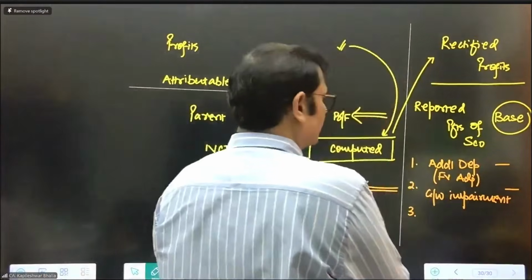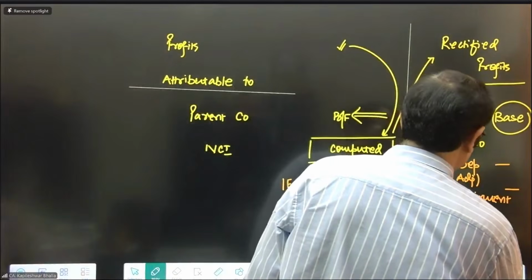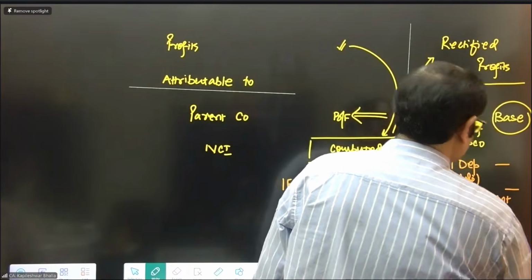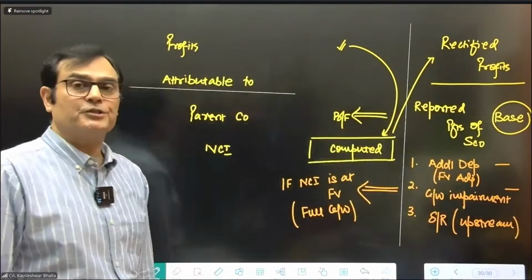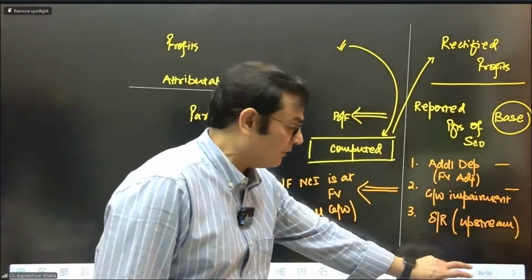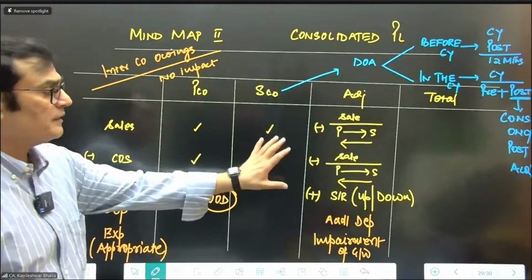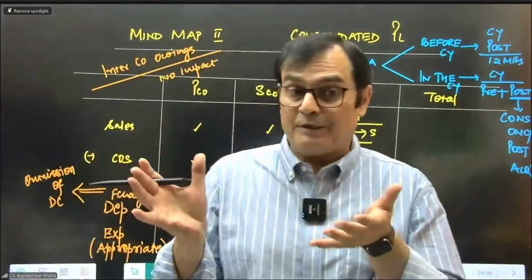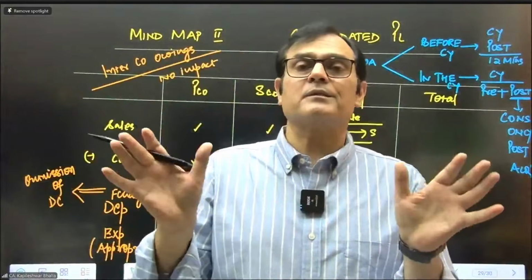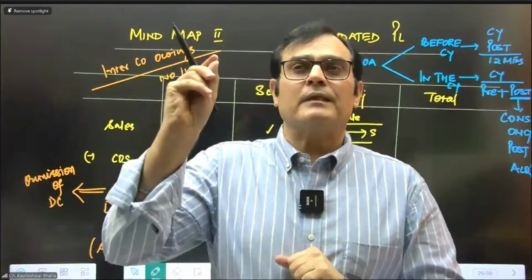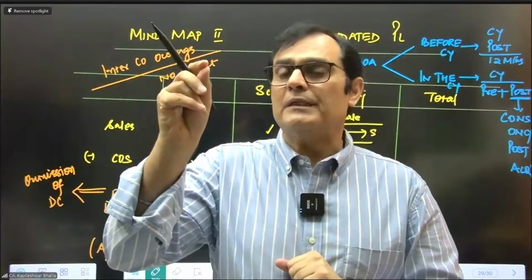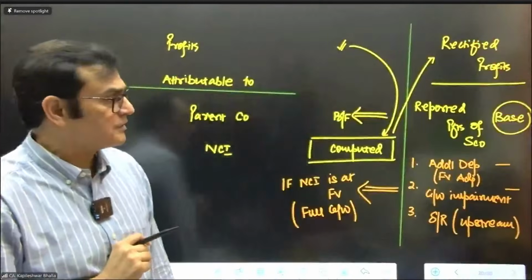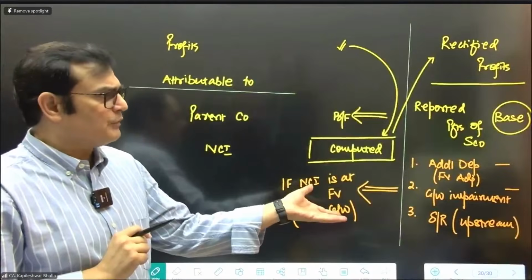And lastly, number 3, we need to consider the stock reserve, which is upstream in nature. In the consolidated P&L, if you recall, when you're considering the adjustments, it doesn't make a difference whether it is up or down. So in the consolidated P&L, the elimination of the sales and the cost doesn't make a difference, it is up and down. But the classification of up and down is relevant when you calculate the NCI share in the rectified profits. So typically these will be the 3 adjustments.